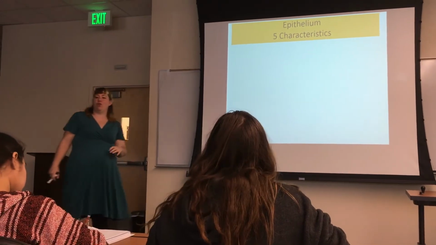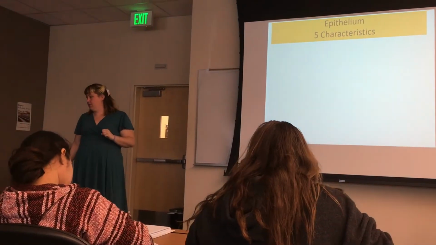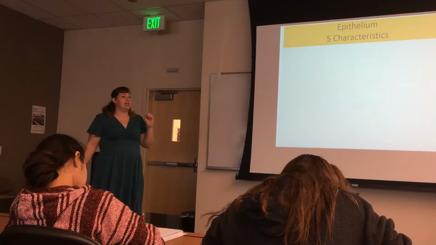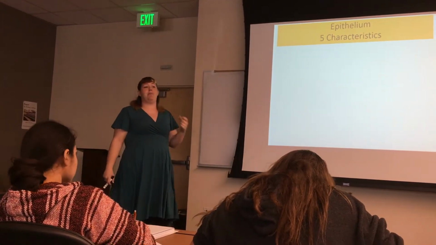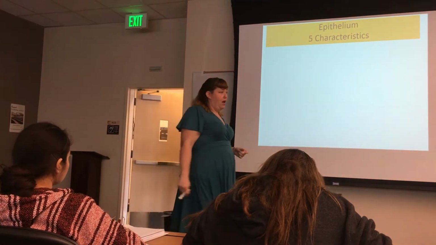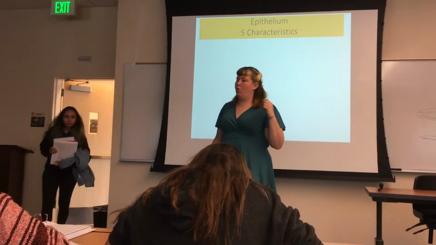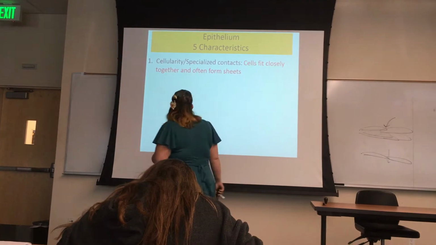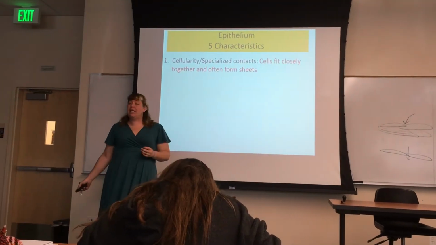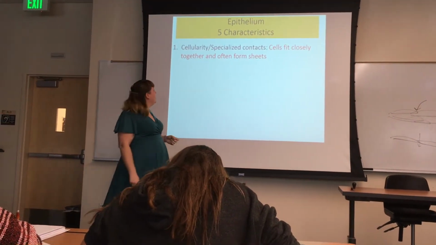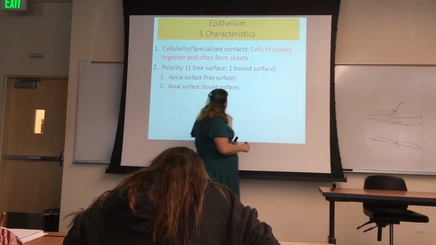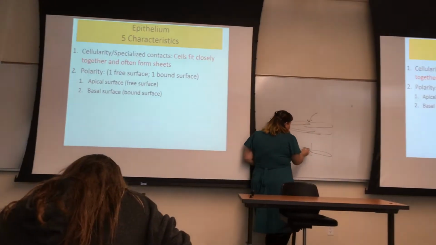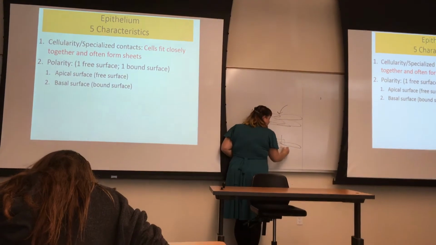So epithelium is known for 5 characteristics. These are the characteristics that are going to let you know that you're looking at epithelium and not at connective tissue or nervous tissue. The first is that they fit really closely together. It's called cellularity. And they have specialized contact, as in they're touching one another.